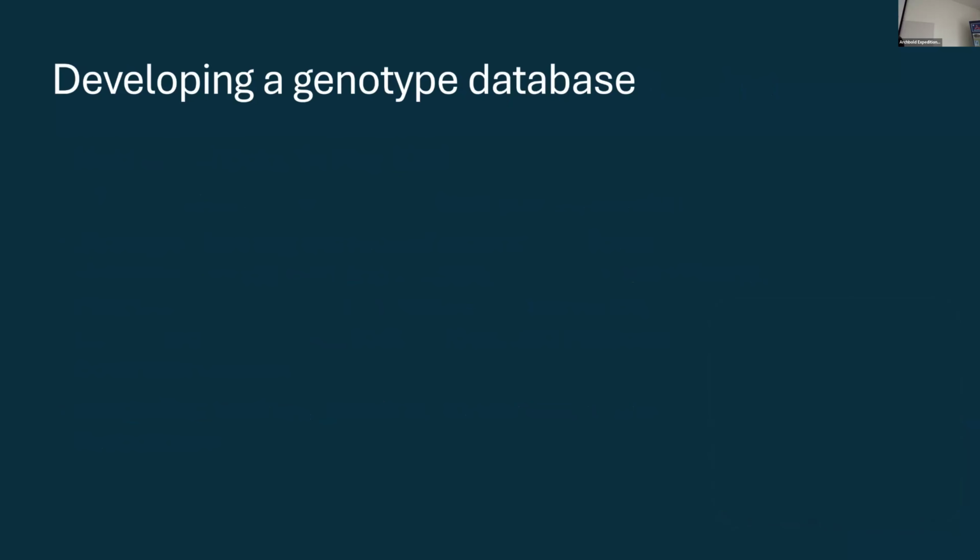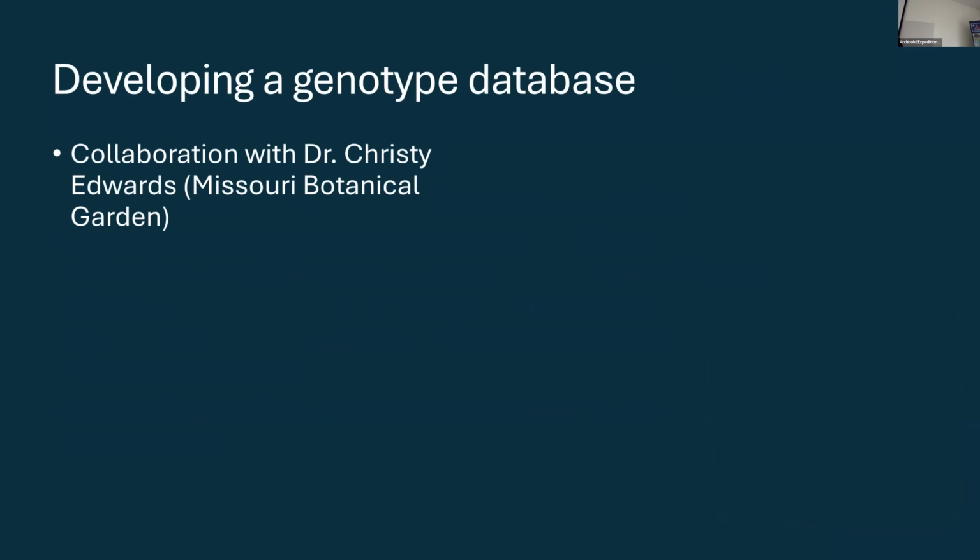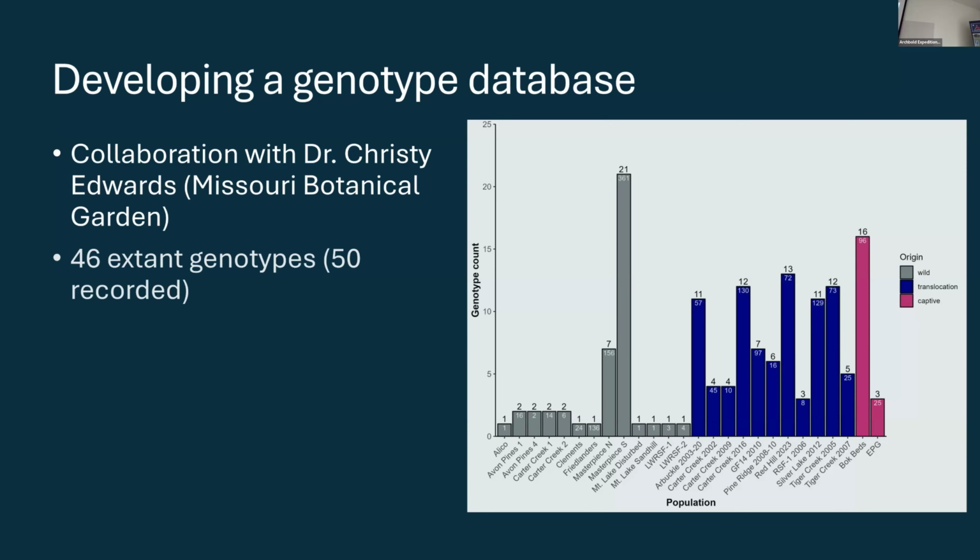One of the biggest, most important ones for this project is the genotype database. We've been working on that with Dr. Christy Edwards at the Missouri Botanical Gardens. She has helped us identify 50 total genotypes, 46 are extant right now. This figure just shows the distribution of the Ziziphus genotypes across all populations. Gray are the wild, blue are introduced, and pink is just the captive ones at Bok Tower. As you can see, most of the wild populations are really genetically depauperate, except for a few of them. But with our introductions, we do try to introduce more genetic diversity.